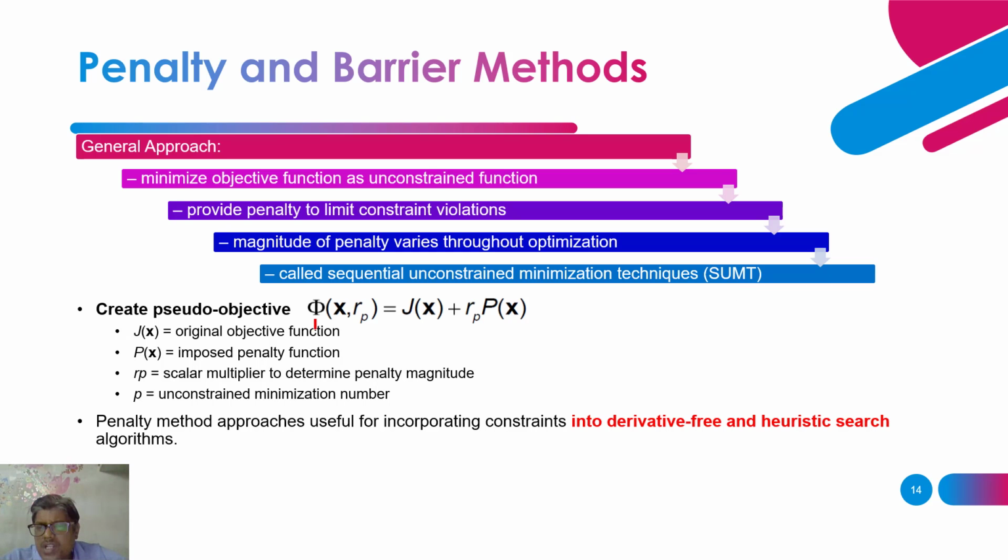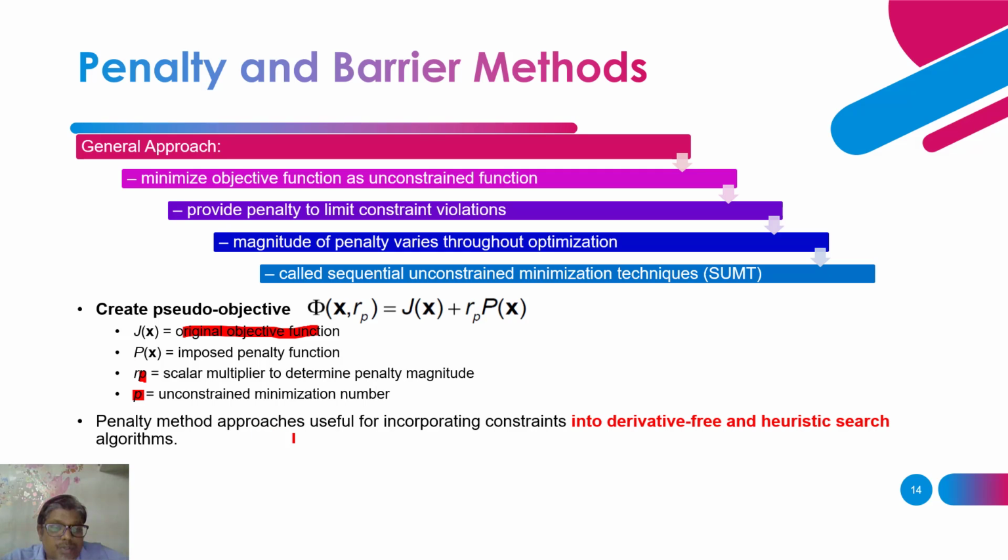The pseudo objective function is given as phi of x comma r_p equals J of x plus r_p into P of x. In this case, J of x is your original objective function, and P of x is the one we are going to impose as a penalty function. Here r_p is a scalar multiplier, used to determine the magnitude of the penalty function. This is r_p, the unconstrained minimization number.